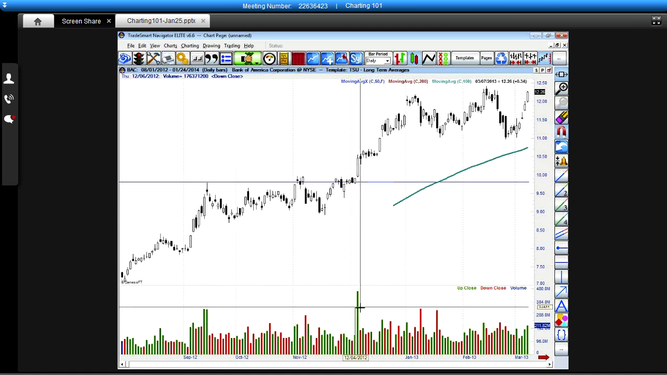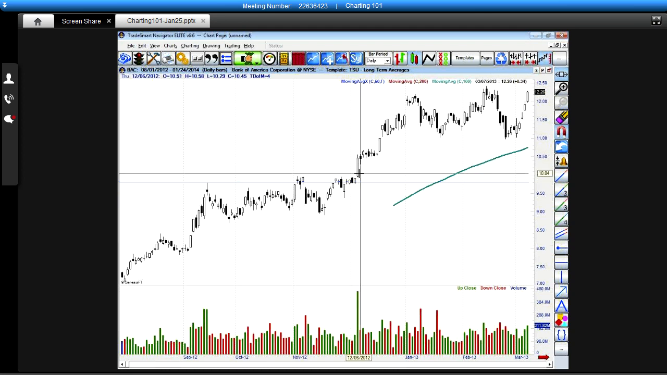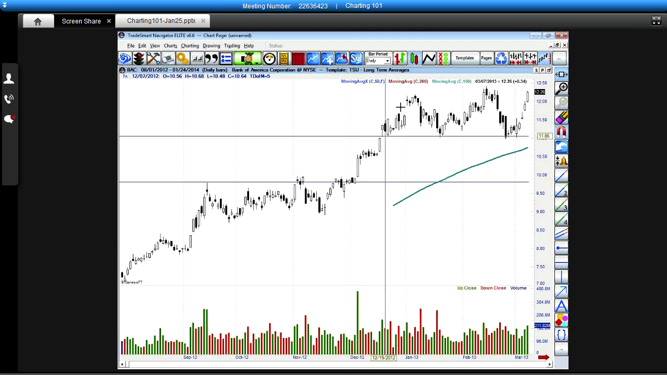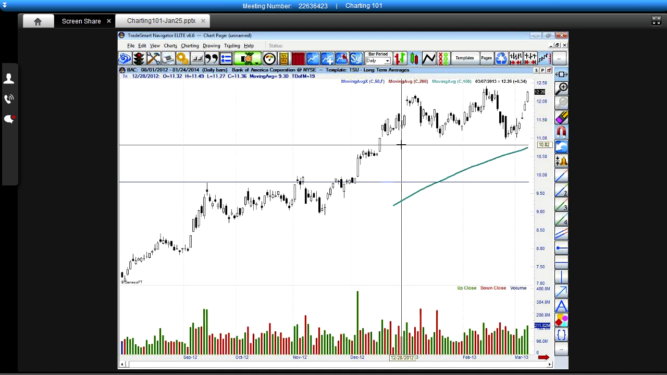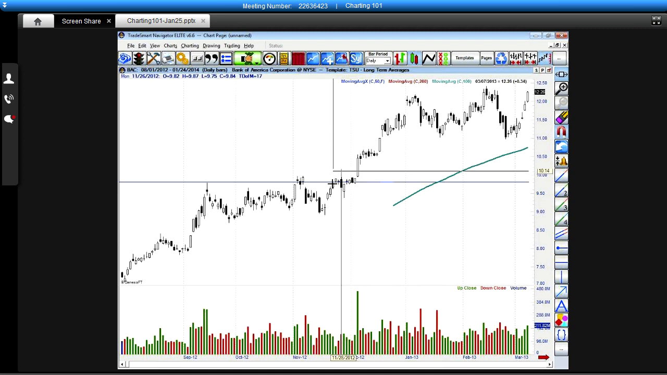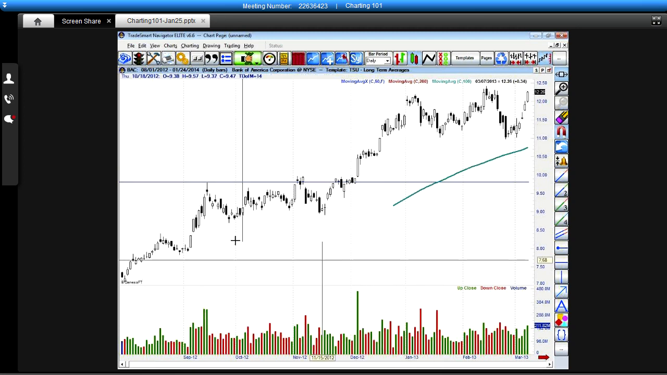And when it did, it had a huge volume spike here. So that tells you that it broke the trend. Everybody's recognizing that it's breaking the trend and is getting on board. And then you see the stock go from almost $10 to $12 within a matter of a month, a little over a month. So those volume spikes show a breakthrough.